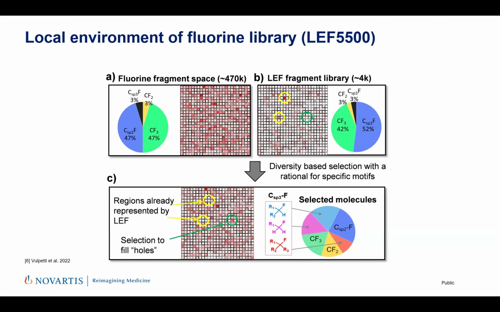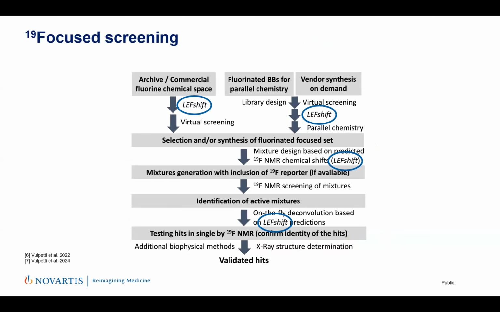However, despite our best attempts, we do often find that it might be useful to do a focus screening for a particular target of particular molecules. And so we also established a focus screening, the 19Focused screening methodology, where we can take compounds from various sources, generate a fluorinated set of molecules, and then generate ad hoc mixtures that we screen in 19F NMR. And what I've pointed out in these blue circles in this workflow is left shift.